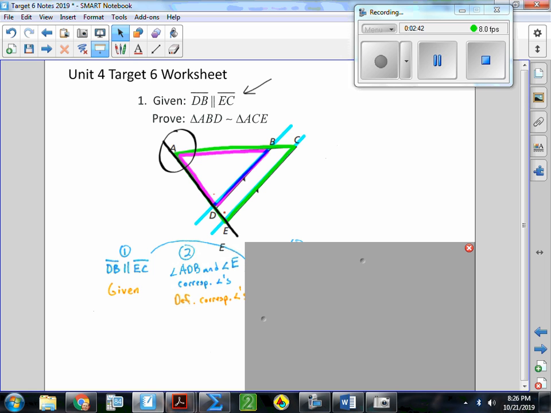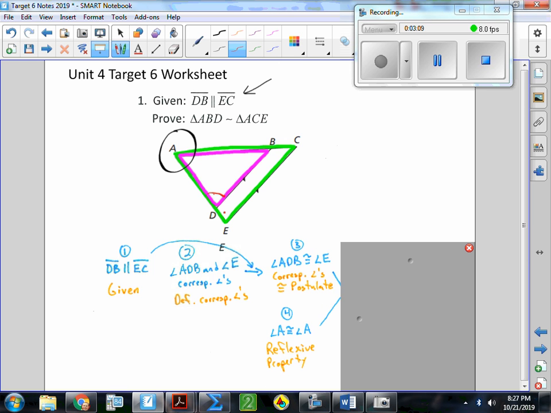Angle ADB and angle E are corresponding angles. I'm going to get rid of this so we can see the angles a little bit better. So angle ADB, this angle, and angle E, the bottom, are corresponding angles. This is my definition of corresponding angles. Because I have parallel lines that made those corresponding angles, those two angles are congruent. That's my corresponding angles congruence postulate.